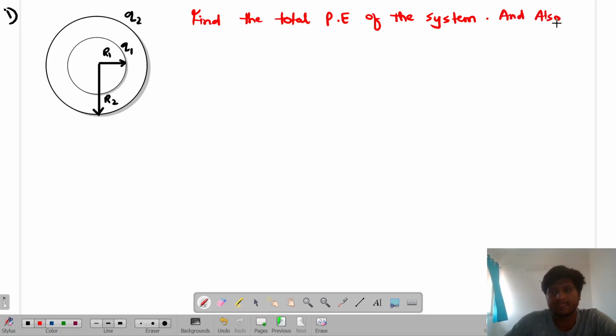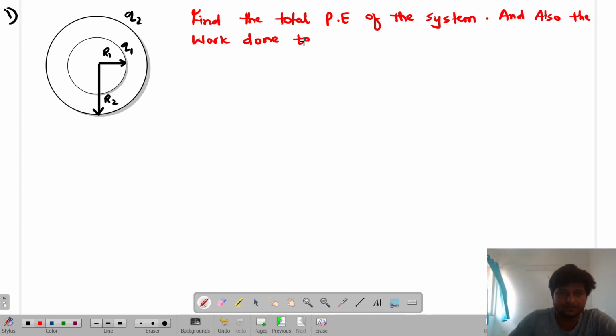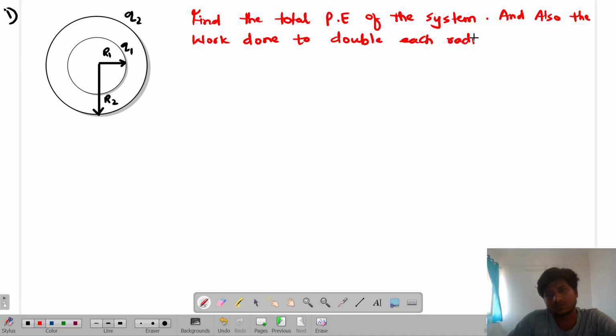and also the work done to double each radius. बताओ.